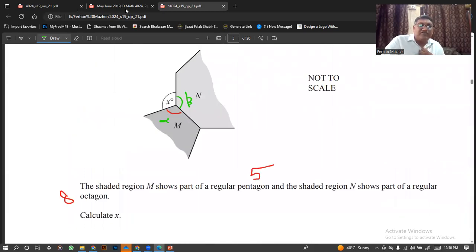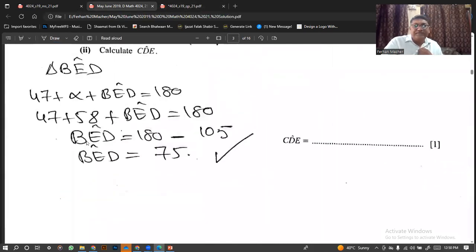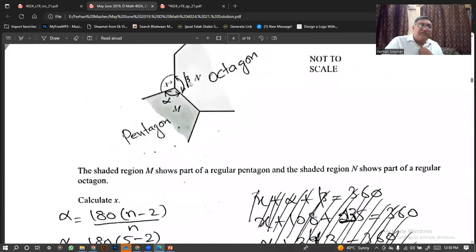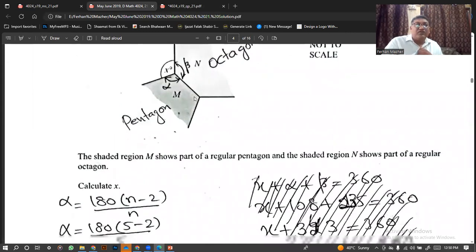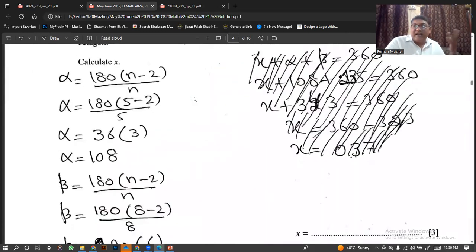So let's see the solution. So this is alpha, this is beta, this is the internal angle. Alpha is the internal angle of the pentagon, and beta is the internal angle of the octagon. Okay, so we will find out. First of all, I'm going to calculate the alpha, the internal angle of the pentagon.